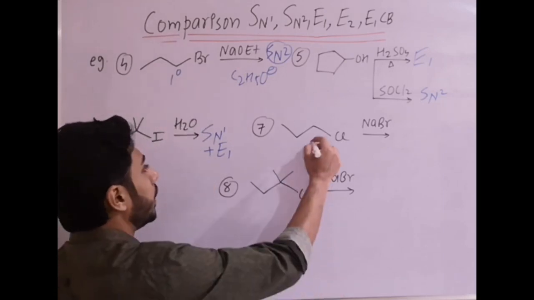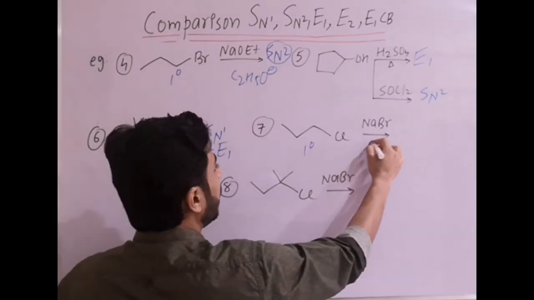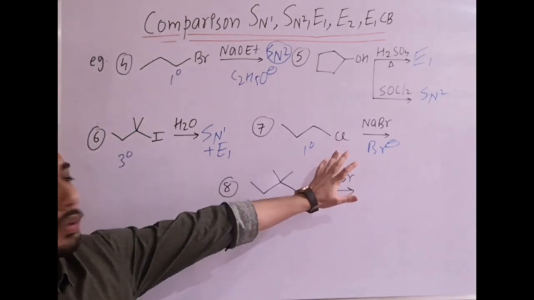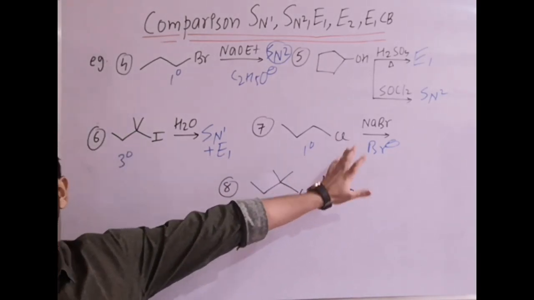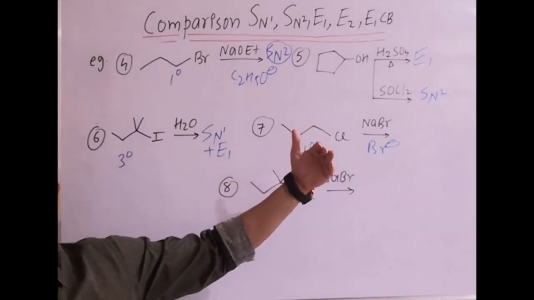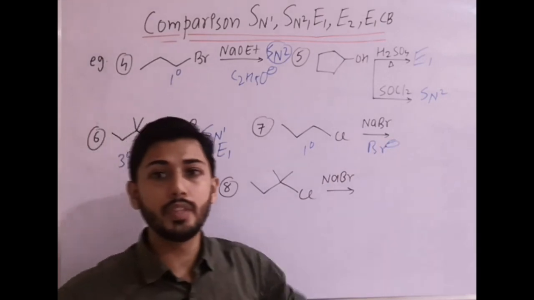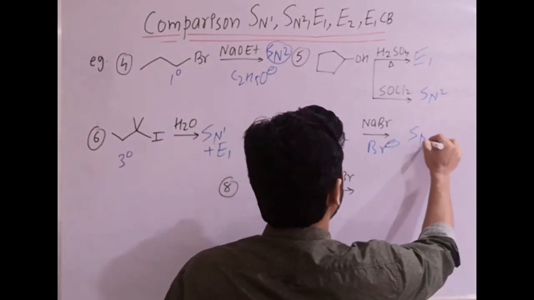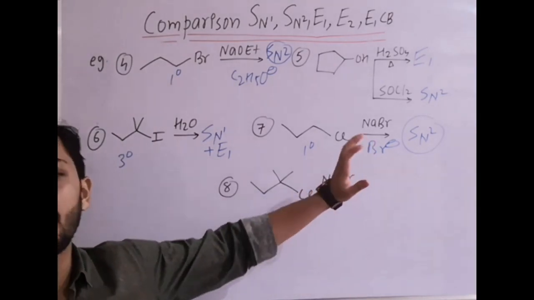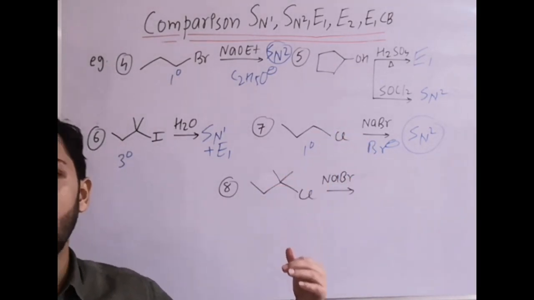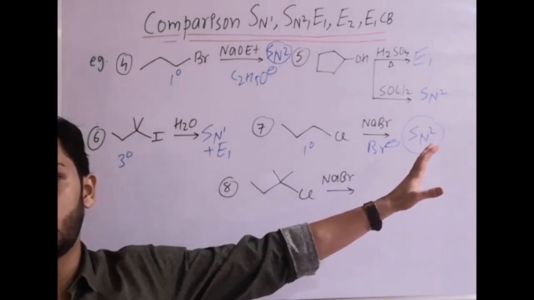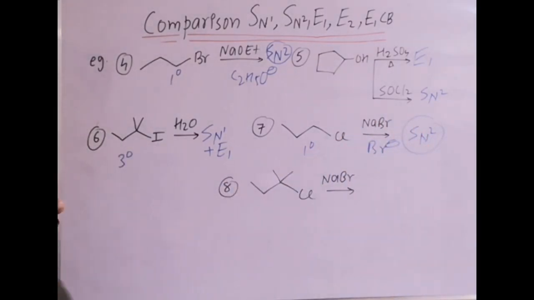Seventh, the alkyl halide is primary with NaBr. Br minus is a good nucleophile, but it is a weak base. So in primary, if we take a good nucleophile with a weak base, it is normally SN2 product only, because Br minus is a weak base, it will not do any elimination by E2. So primary with Br minus gives purely or mainly SN2 product.